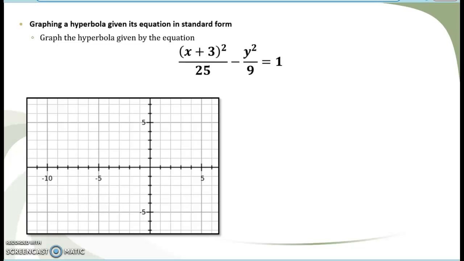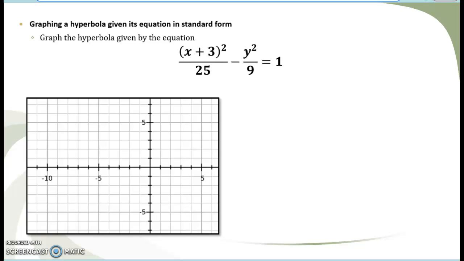Hey everybody, in this video we'll talk about graphing a hyperbola given its equation in standard form. I talk about graphing a hyperbola centered at the origin in a previous video, so you can go ahead and check that one out if you'd like. We're going to follow the same steps that are talked about in that video.